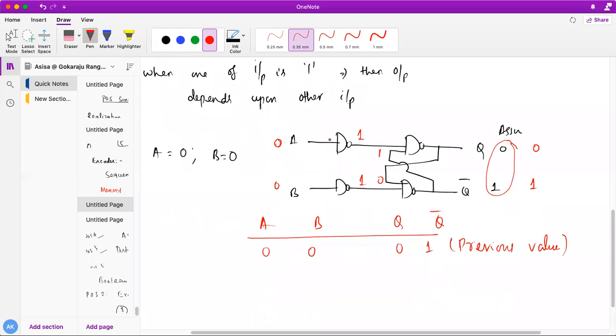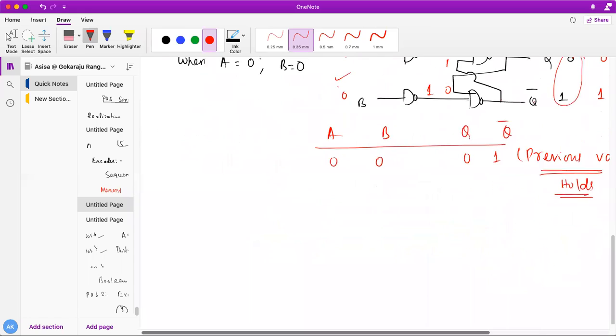If my inputs A, B are 0, 0, after analysis what am I getting? I am getting the same value as the previous one. Initially we have assumed this. After analysis, taking A equal to 0 and B equal to 0, I have got the same value again, 0 and 1. So if A, B are 0, 0, the circuit actually stores the previous value. You can take it that it holds the previous value.